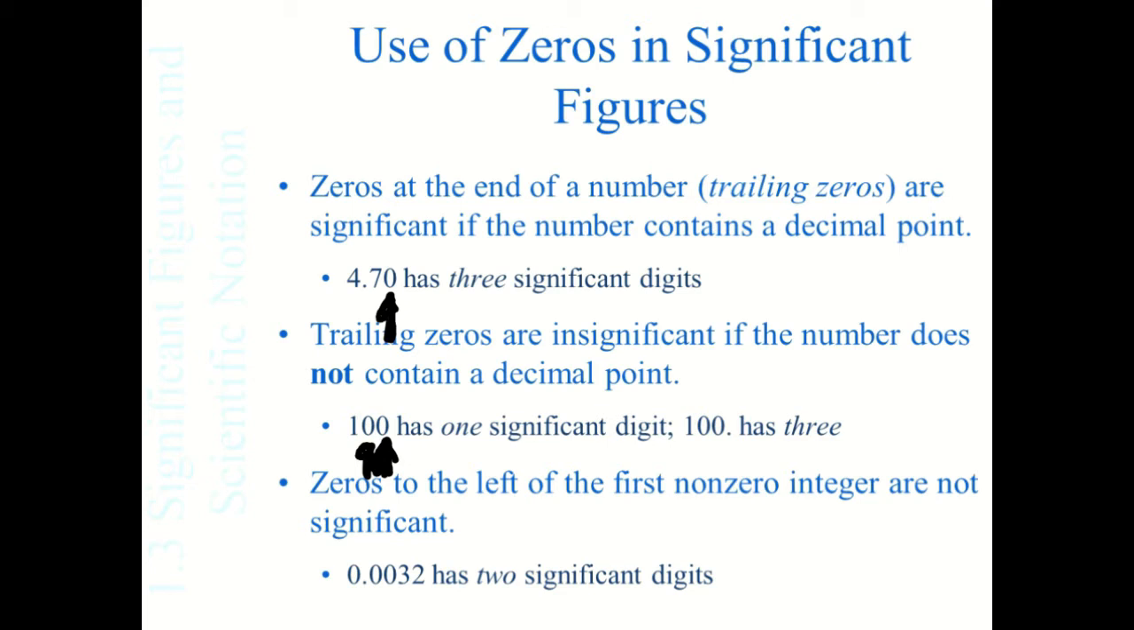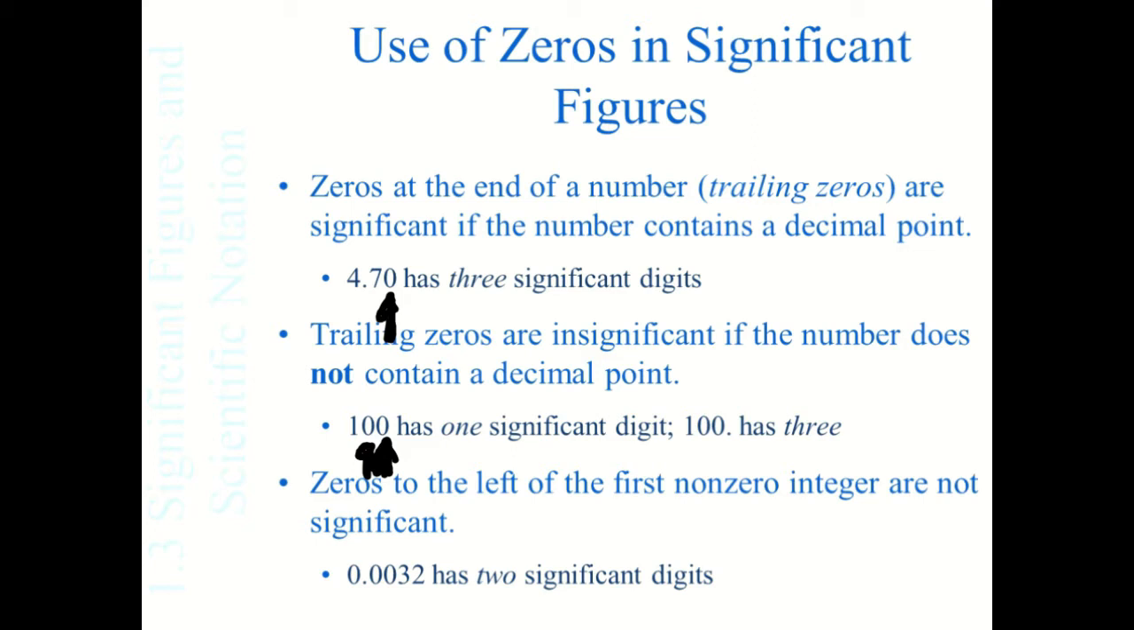Zeros to the left of the first non-zero integer are not significant. Look at these zeros. Are those important? Yeah, if I took them away, would that change the value of the number? They have value. They are important. So are they significant? No. If they're valuable numbers, they're not significant. These are not significant zeros.